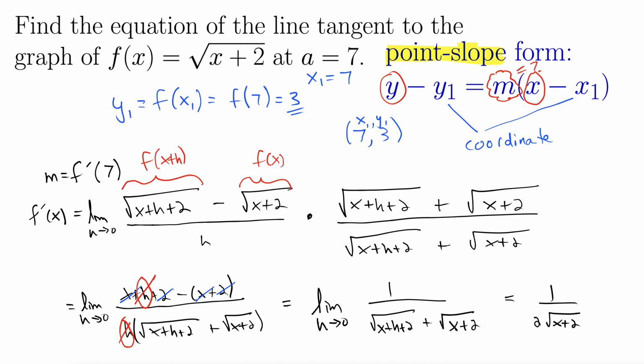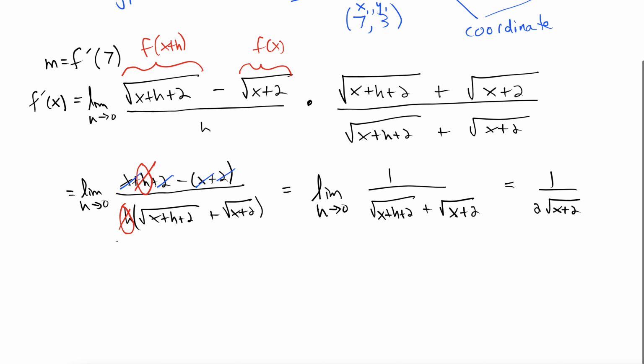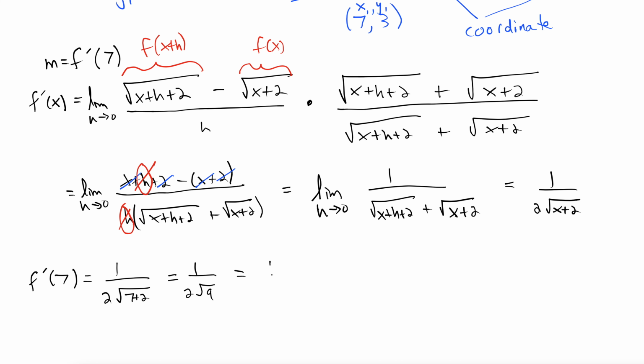Okay, so that function gives us the derivative anywhere. In particular, we want the derivative at a single point, x equals 7. So f prime of 7, now we can figure out what the slope of the tangent line is at that point. So 1 over 2 rad 7 plus 2, I'm just plugging in. Well, that's 1 over 2 rad 9. Okay, so 1 over 6. And this is the slope that we've been looking for.